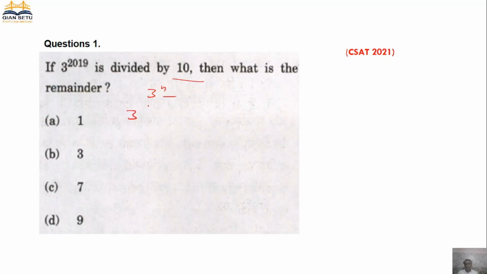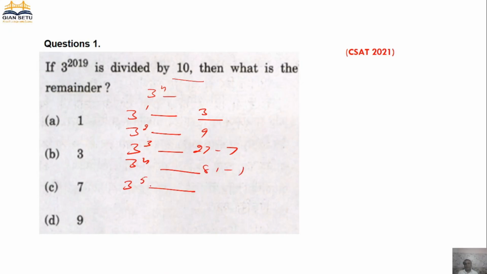See, when 3 raised to power 1, the last digit is 3. When 3 raised to power 2, the last digit is 9. When 3 raised to power 3, last digit is 7. When 3 raised to power 4, last digit will be 1. Okay. So when 3 raised to power 5, last digit will be 3. Now after powers of 4, the digits will start repeating. Okay, so we can say the cyclic pattern of 3 raised to power n is 4.